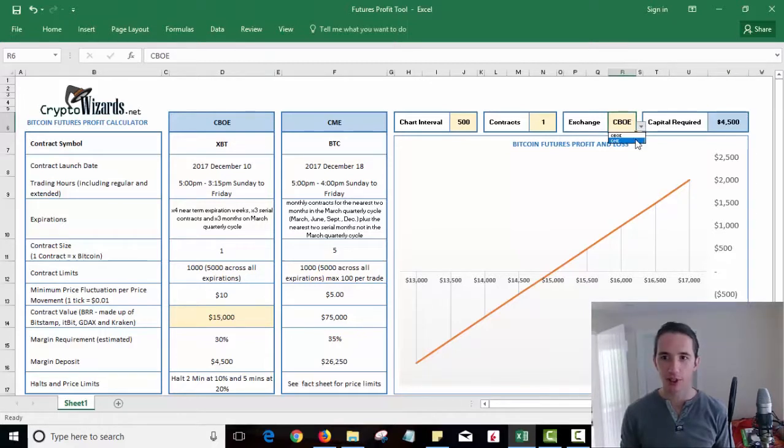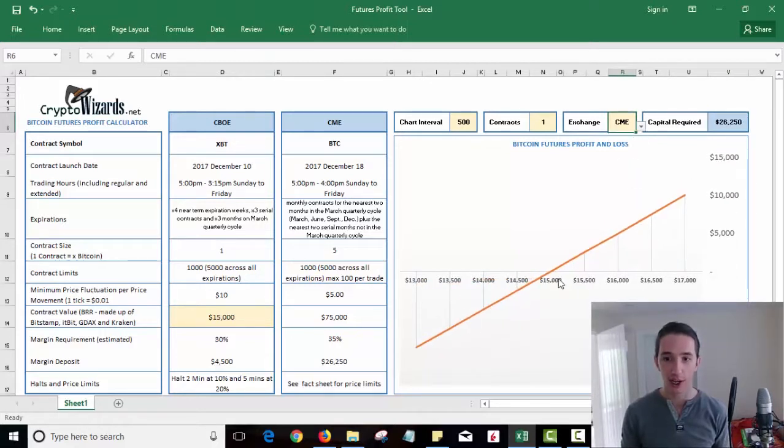Now let's say I'm going to use the Chicago Mercantile Exchange. Well, if the price goes from $15,000 to $17,000, I make 10 grand. So I make five times as much, because one contract equals five Bitcoin. Conversely, if the price goes down, I lose 10 grand.